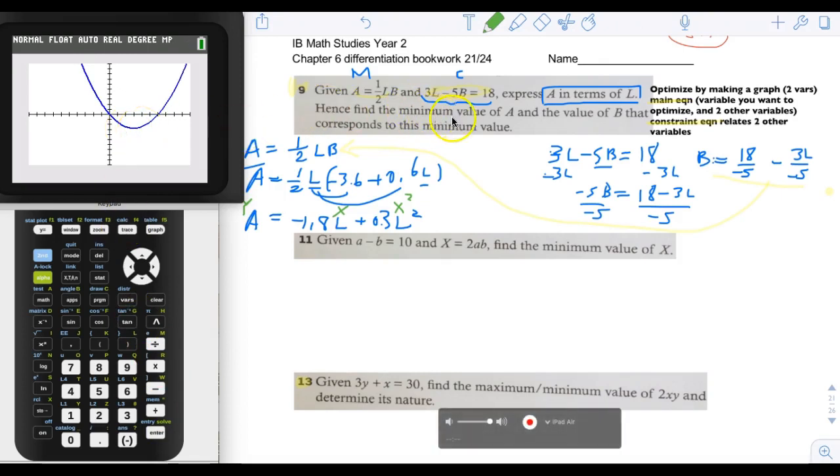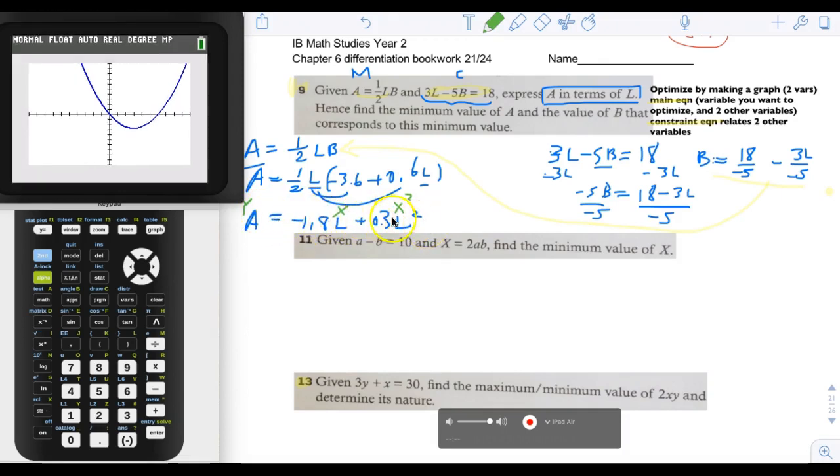So it says to find the minimum value of A, and remember A here is Y, and the value of B that corresponds to that minimum value. Well, we don't even have B here. They told us to put A in terms of L, which we did, but now we're going to end up figuring out the value of L that corresponds to the minimum value of A, not the value of B. But I'm going to show you how to figure that out easily, okay?